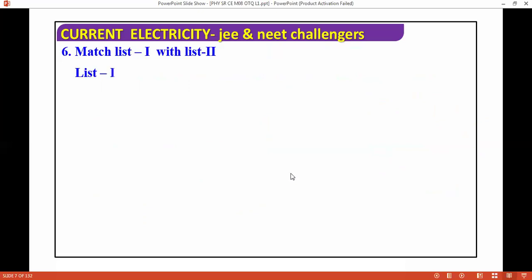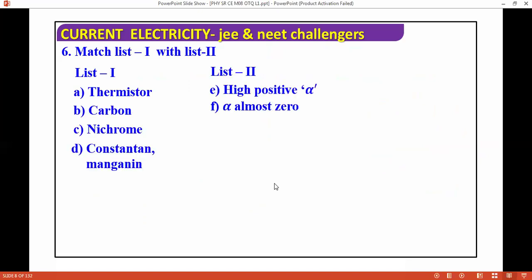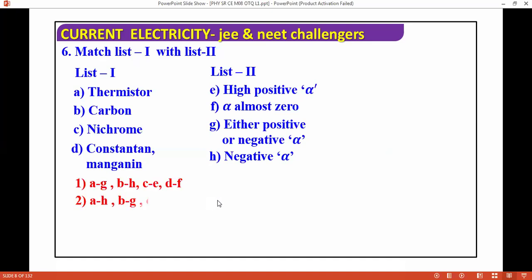The next questions we are moving to. We have list one and list two. Here you have to play with the value of alpha: whether alpha is greater than 0, less than 0, positive, or negative. In list one we have thermistor, carbon, nichrome, constantan, and manganese. For constantan and manganese, we follow the same values.